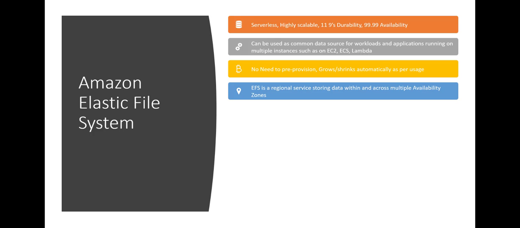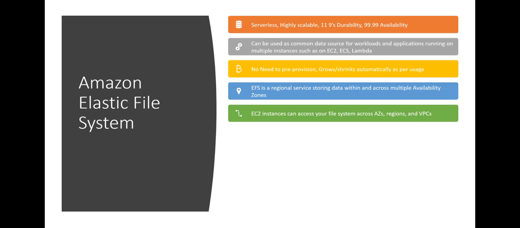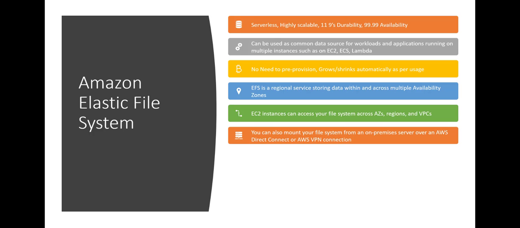It's a regional service like some other services of AWS. What does it mean? It keeps and stores the data within and across multiple availability zones. Your EC2 instances can access those file systems across availability zones, across regions, and across VPCs as well. You can mount this EFS file system on your Linux on-premises server as well if you have AWS Direct Connect or AWS VPN connectivity to your on-prem server location.